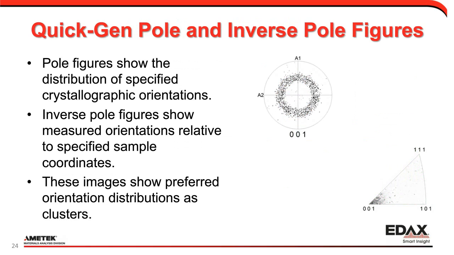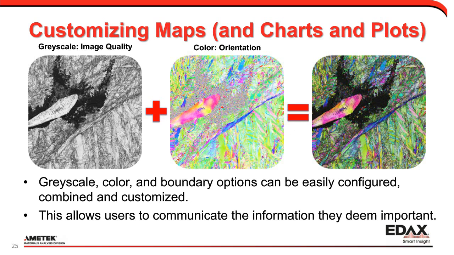And finally, with the QuickGen, we can also get pole figures and inverse pole figures for the material. So that QuickGen bar gives a nice, quick overview of a lot of aspects of the microstructure. We can, of course, start to think about customizing this. So this is just an example where we take the image quality map, we add a color map of an orientation, we add them together to get a combined map. You can select different map types for each one of those, and basically customize your output to communicate the information that you think is important for your material.